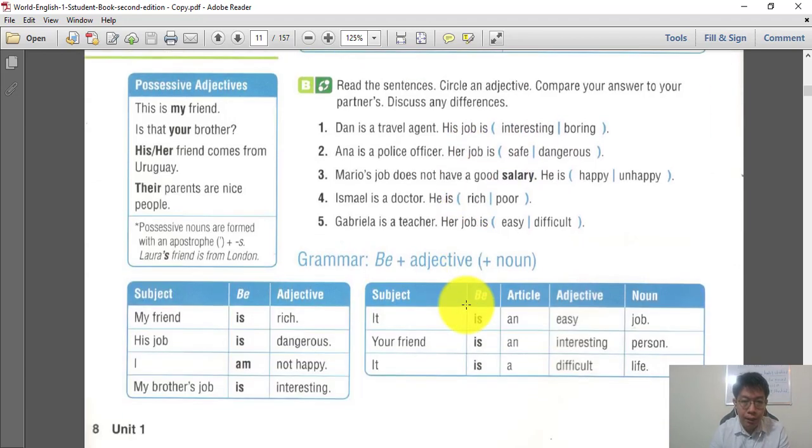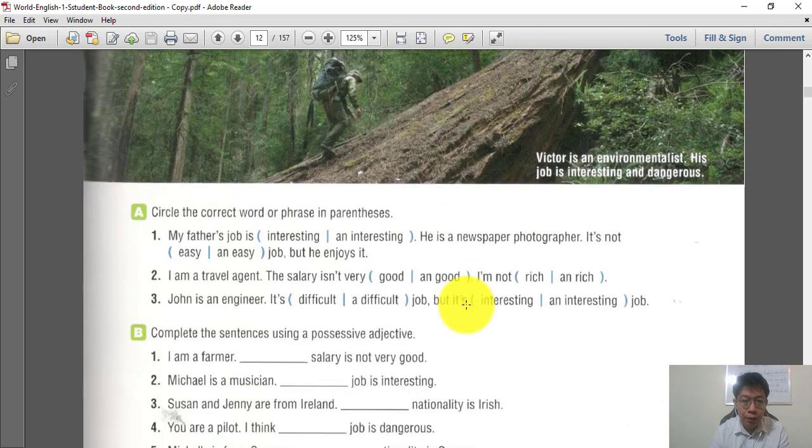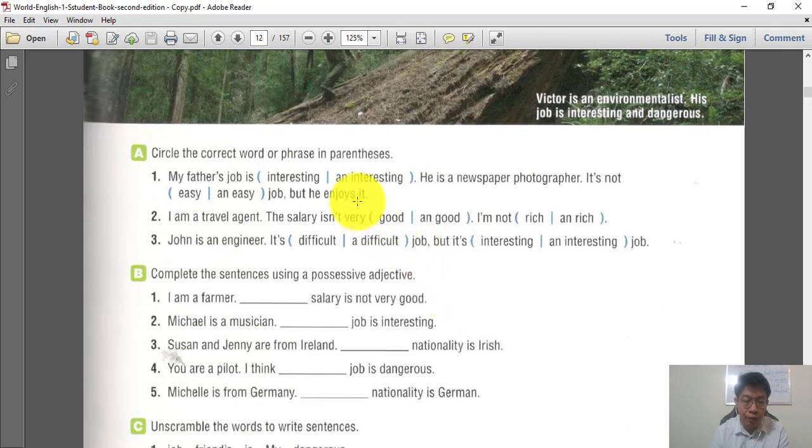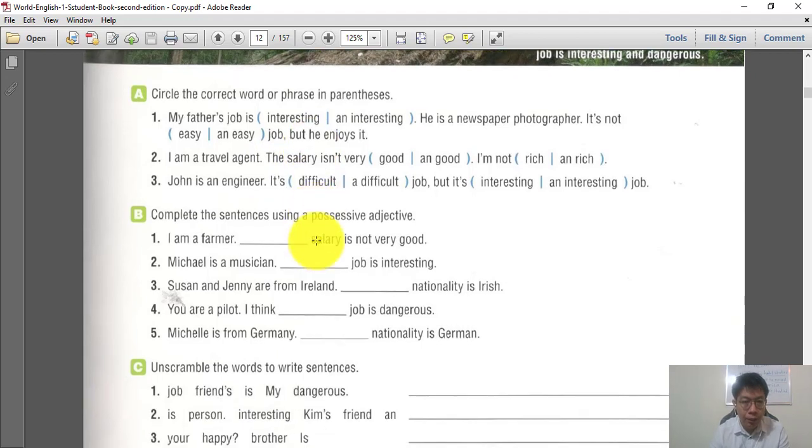And next, you are supposed to select the adjective again, the best answer. So just like, my father's job is interesting or uninteresting. Okay, so which one is the correct answer? Interesting alone or followed by the article an? And the rest of the exercises are done in a similar way. Okay, so this one talks about the adjective followed by an article in front. We already talked about that earlier. Okay, and then you go to exercise B.